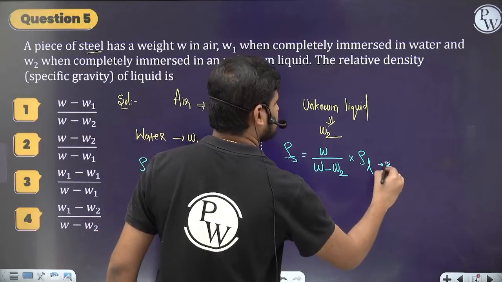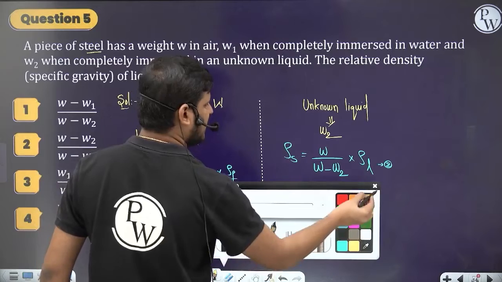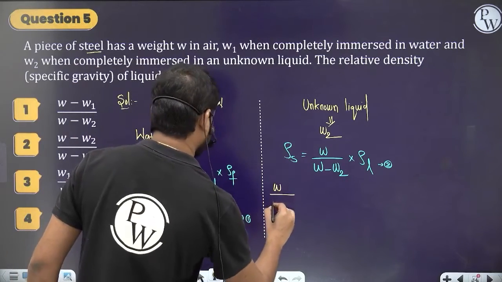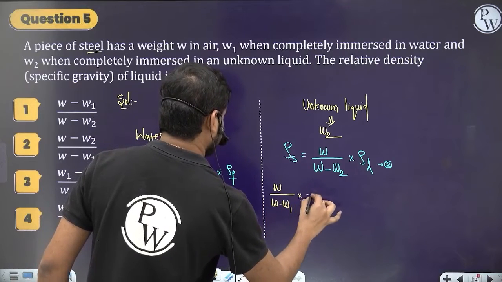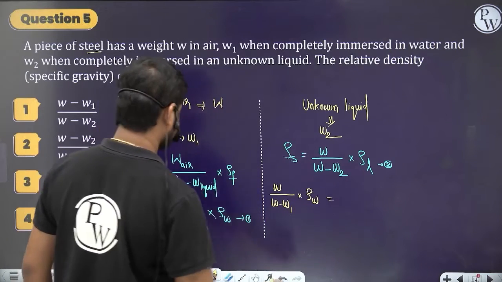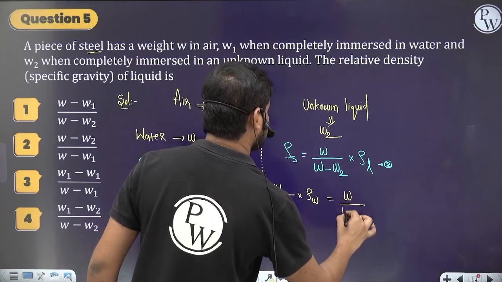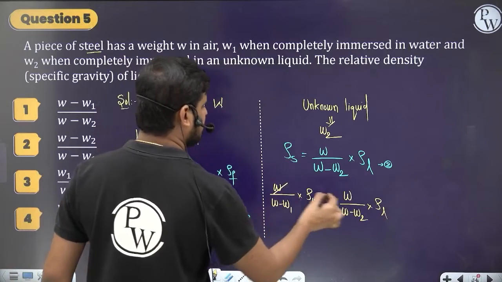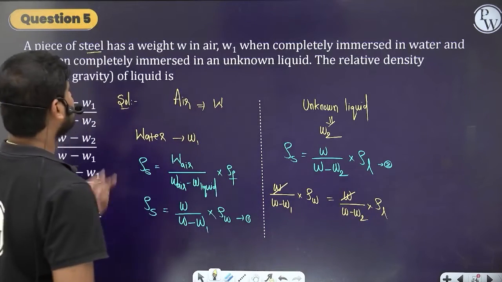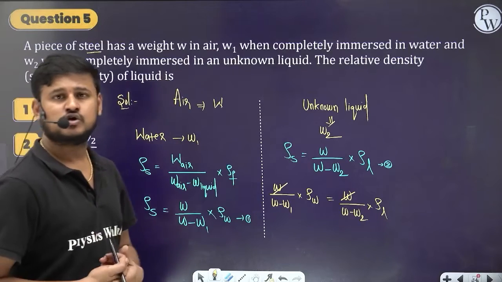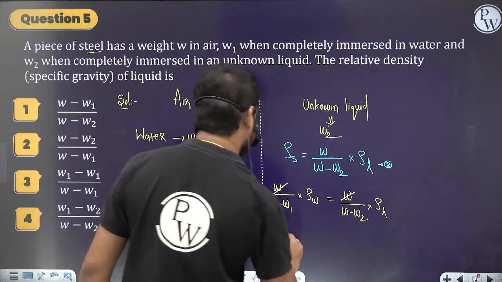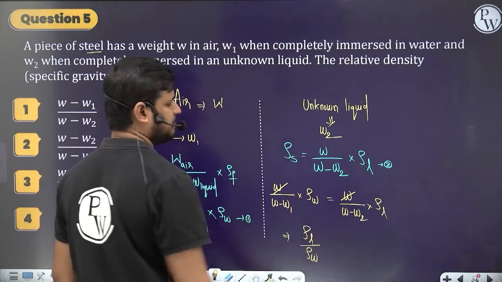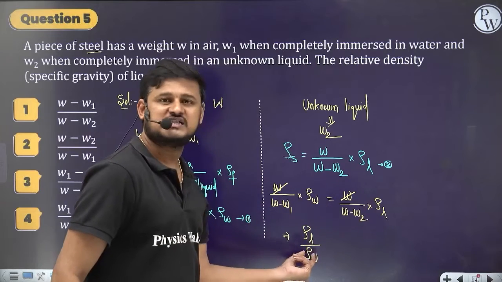Now, as the LHS of equations 1 and 2 are equal, I can compare their RHS. So W by W minus W1 times the density of water is equal to W by W minus W2 times the density of the liquid. Here W gets cancelled. What we require is the relative density of the liquid. So I can write the density of the liquid with respect to water, rho liquid by rho water, that's nothing but the relative density.